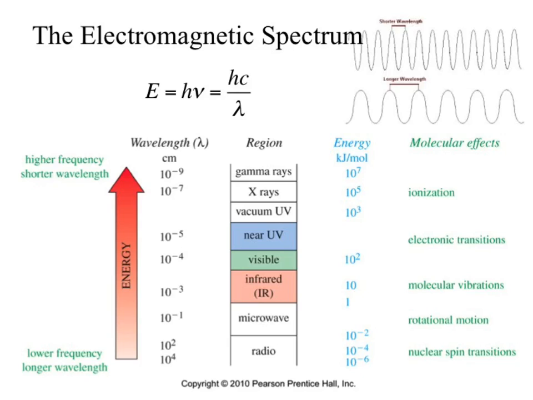Molecular vibrations happen when we use IR light. So when we use infrared energy to study molecular vibrations, we are looking at IR spectroscopy. When we move into the microwave and radio, that's when we start to see all sorts of weird things, rotational and nuclear transitions. Our radio frequencies can cause nuclei to change their spin states, which may sound kind of crazy.